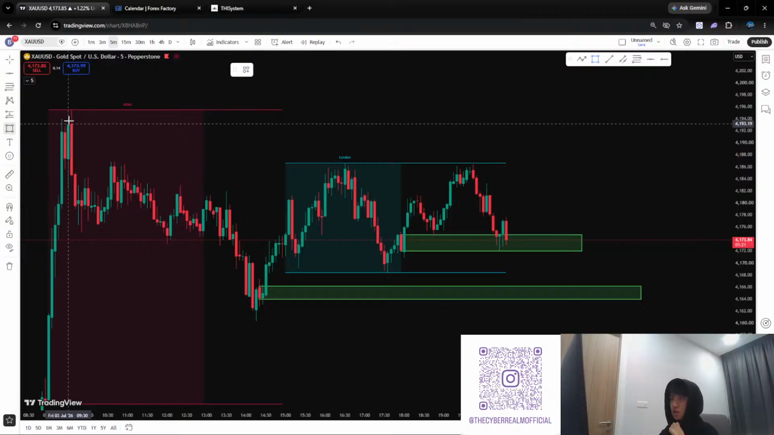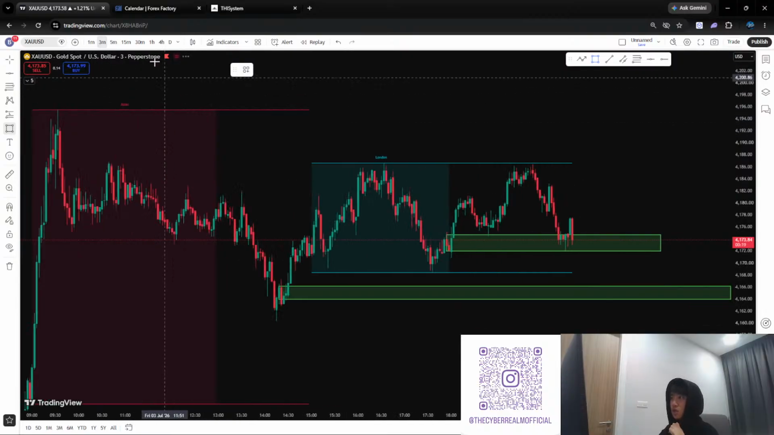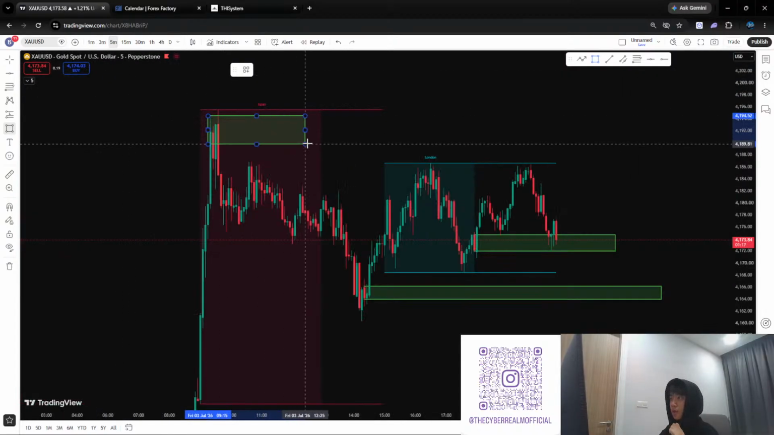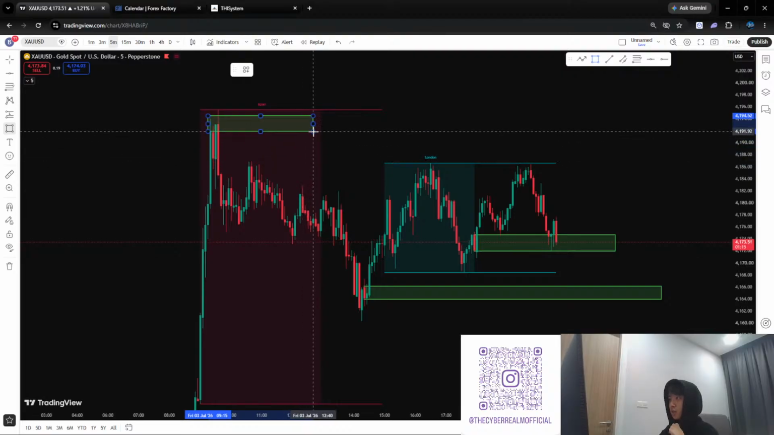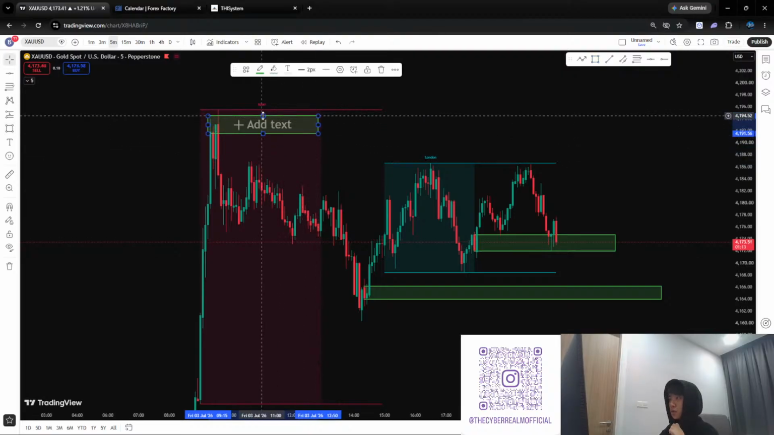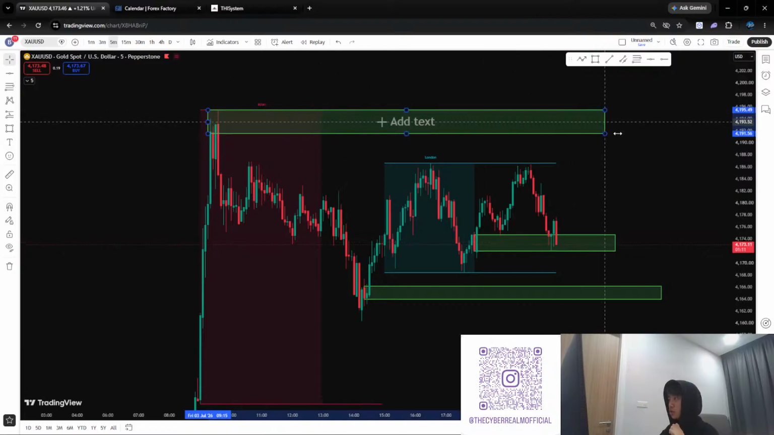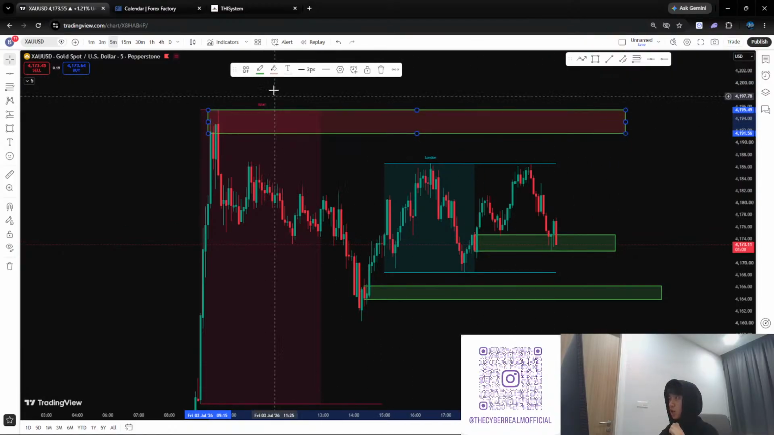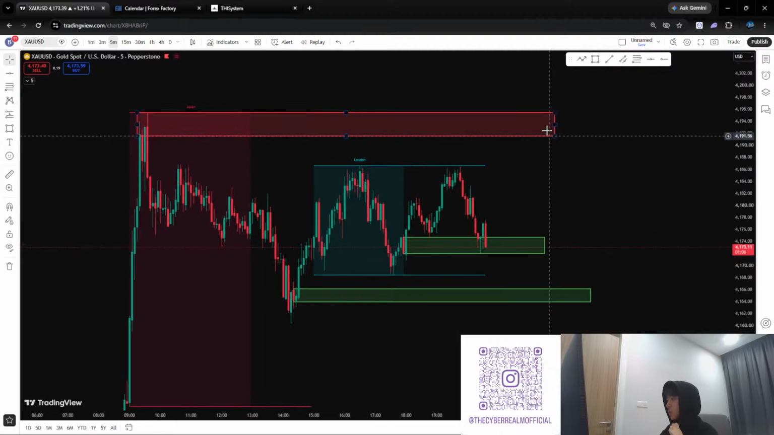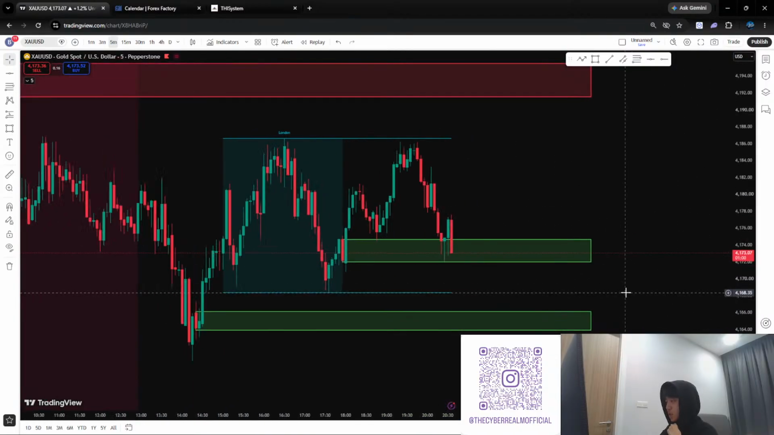The sell area will be around this top part, right about here. This area right here is our sell zone, so I'll put it as red. This is where we look for sell entries, bigger sell entries. Then the better and bigger buy entries are here.